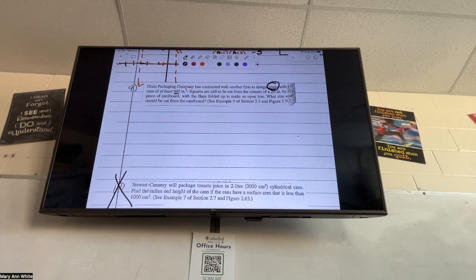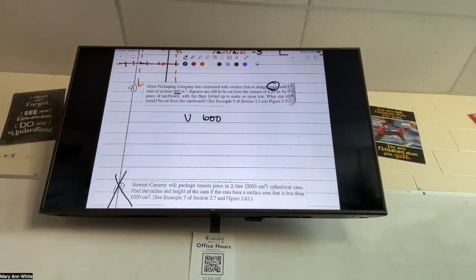We want the volume to be at least 600, okay? At least, what inequality sign should I use to be at least? Let's see. I want the volume to be greater than or equal to, right? 600 is the smallest thing I can have. I want anything bigger than that.